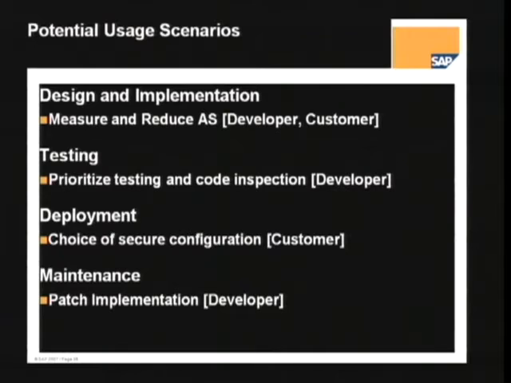So, potential user scenarios. The question now is, okay, let's say we were able to understand the abstract method. We instantiated it for Java and did an experiment in a Java-based enterprise application. So how can we use this tool? Right? The tool can be used during the design and implementation to measure and reduce attack surface. The developers of software vendors can use this tool. Of course, the customers too, because customers are customizing the code.